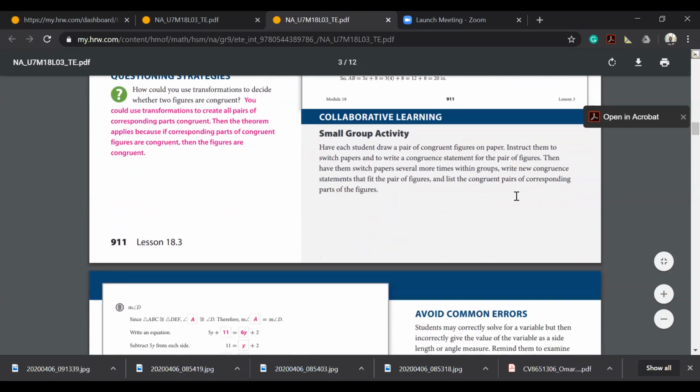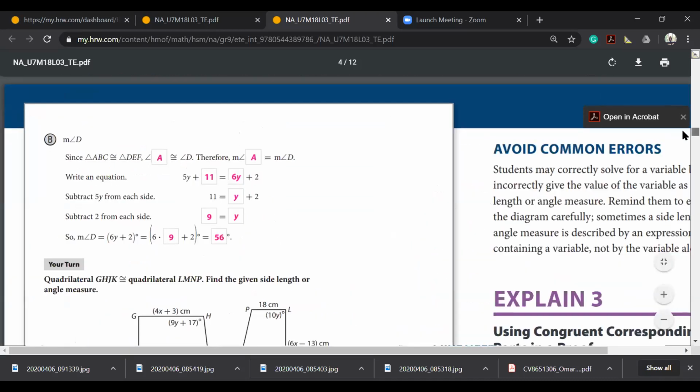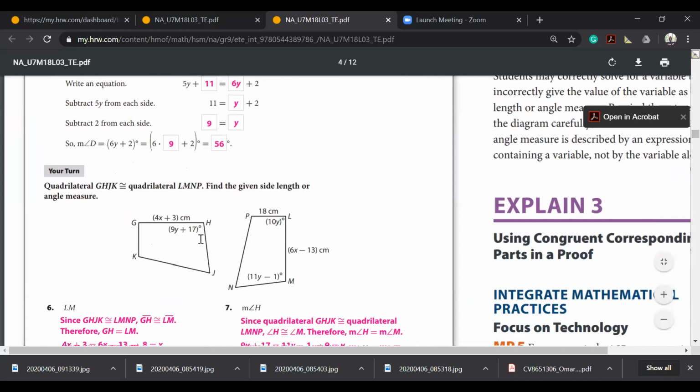Okay, and then I left for you as well these two questions, question 6 and question 7, in which you are going to be doing equations. He is telling you that these two quadrilaterals are congruent, and then he wants to find the length of LM. From the congruency, LM is congruent to GH, and GH is equal to 4x plus 3 centimeters. Take care, do not mix 4x plus 3 with 9y plus 17. Take care that the 4x plus 3 is written beside its centimeter, so this is a length, while 9y plus 17 has a degree sign up here, so this is an angle measure. Do not mix them together.